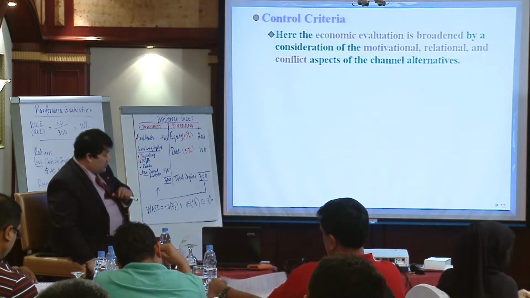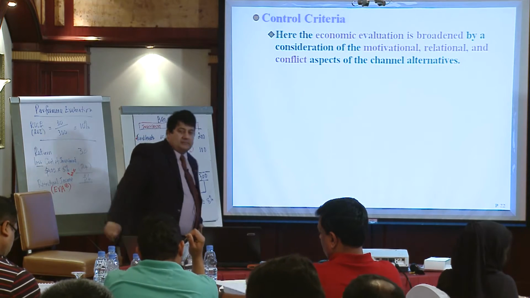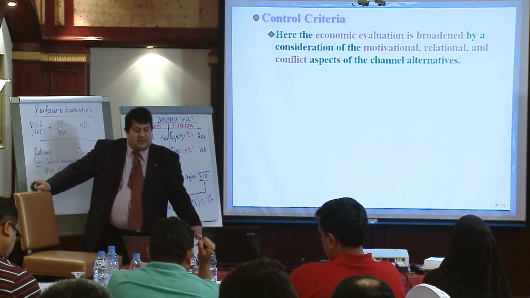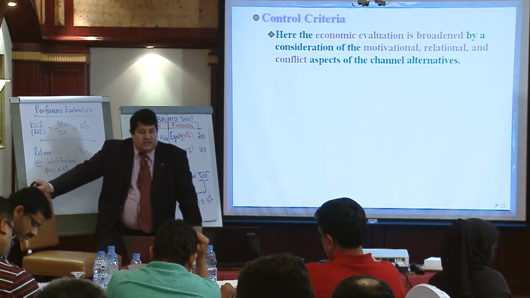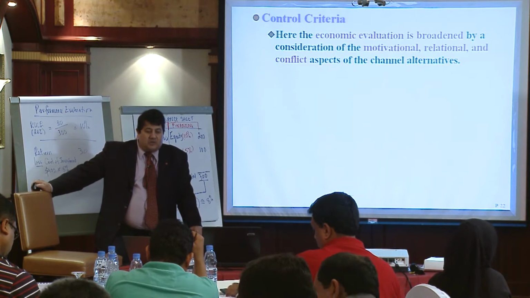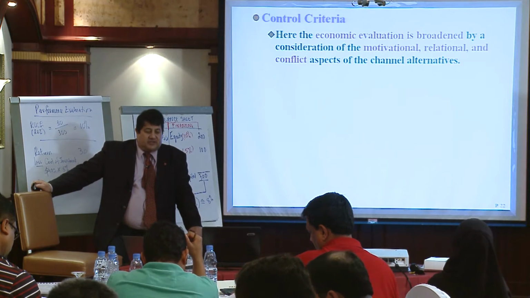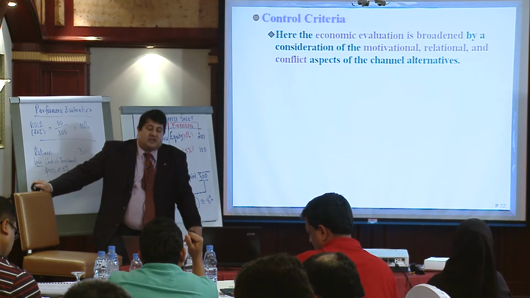Okay, so then control criteria. First is economic, next is control. Here the economic evaluation is broadened by consideration of the motivational, relational, and conflict aspects of channel alternatives.